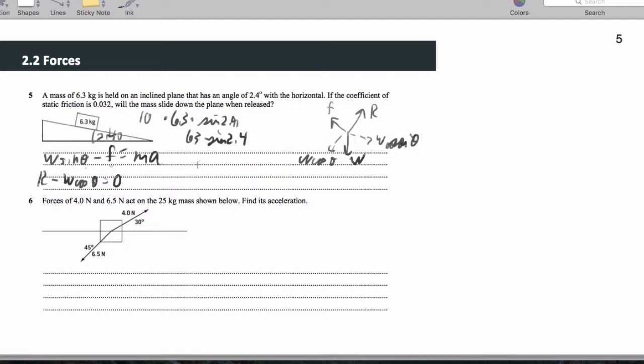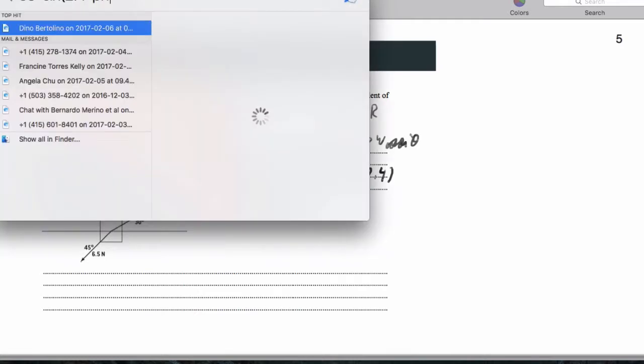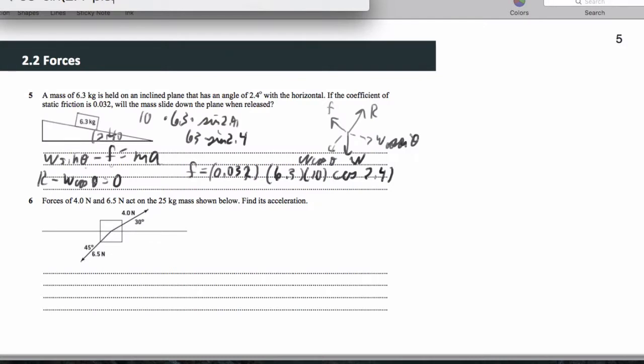And then the friction force is going to be, friction is 0.032 times the mass, which is 6.3, times g, which is 10, times the cosine of 2.4. So let's do our math. So 63 times the sine of 2.4 times. I'm just converting this on my Mac.